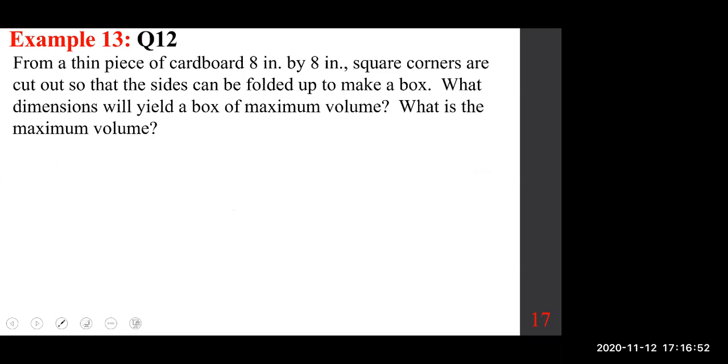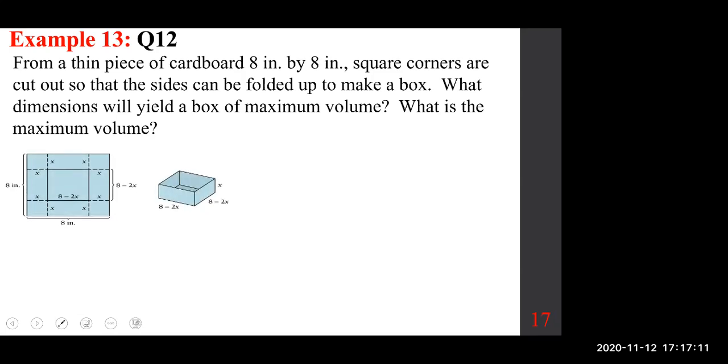All right. From a thin piece of cardboard 8 by 8, square corners are cut. We fold them up into a box. What dimensions will yield the box a maximum volume? First, an explanation as to what's happening, class.